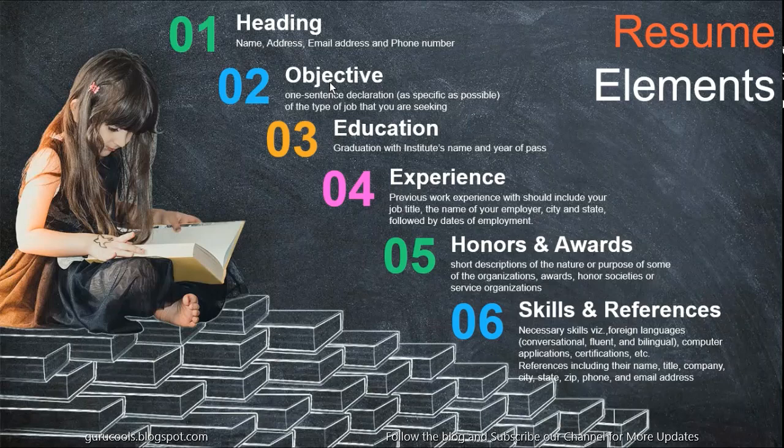Then comes honors and awards. If you have been honored anywhere in society, if you have received any awards from an organization where you have worked before, or from your college maybe, all such honors and awards have to be mentioned in honors and awards. This is the fifth element. And the last element, but the most important one, is the skill set, another is references.